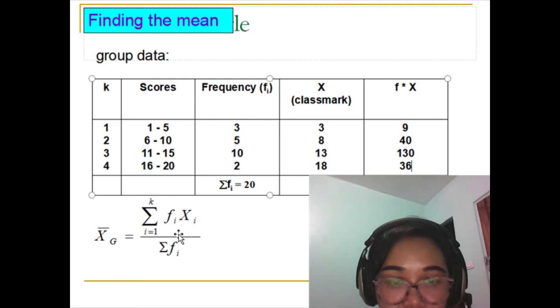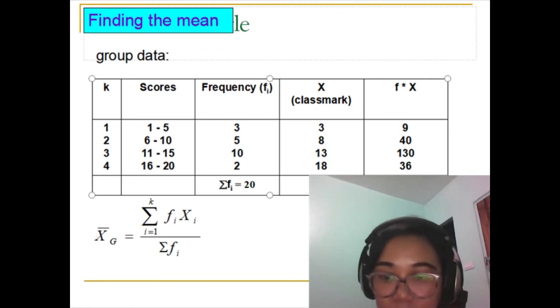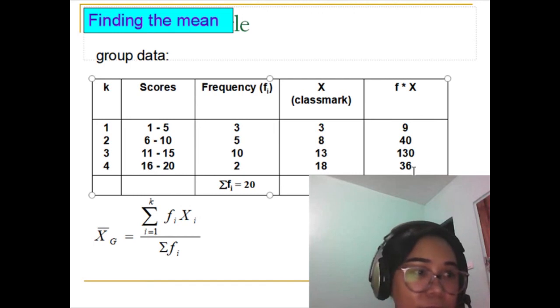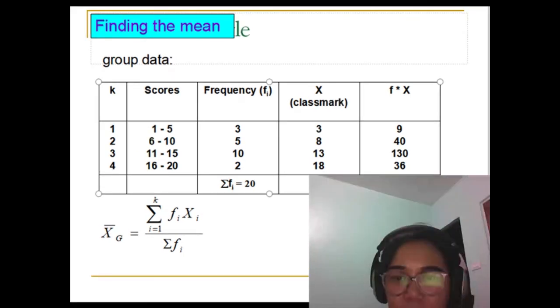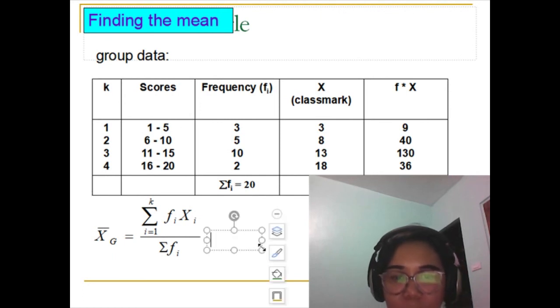Based on the formula, we have to get the sum of this column. We will copy the notation. We are going to add 9, 40, 130, and 36. You may also add it in your scratch. The sum is 215. So we will now substitute the sum of the product of frequency and class mark into our formula.